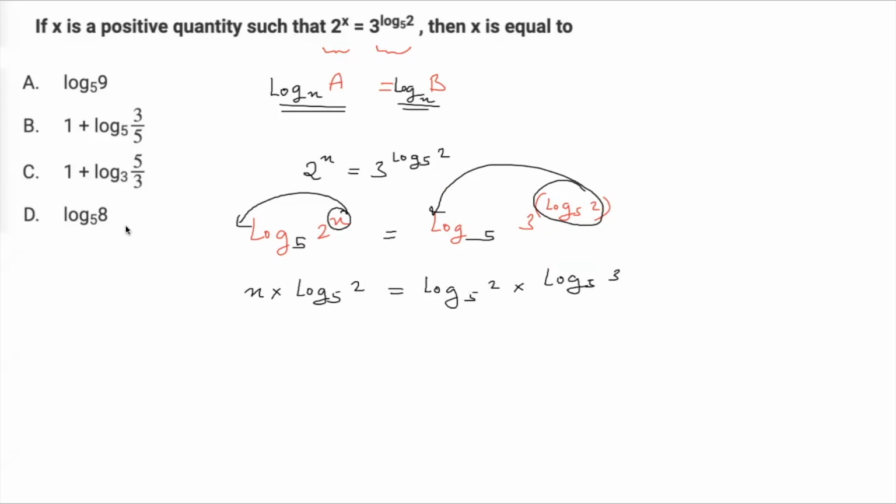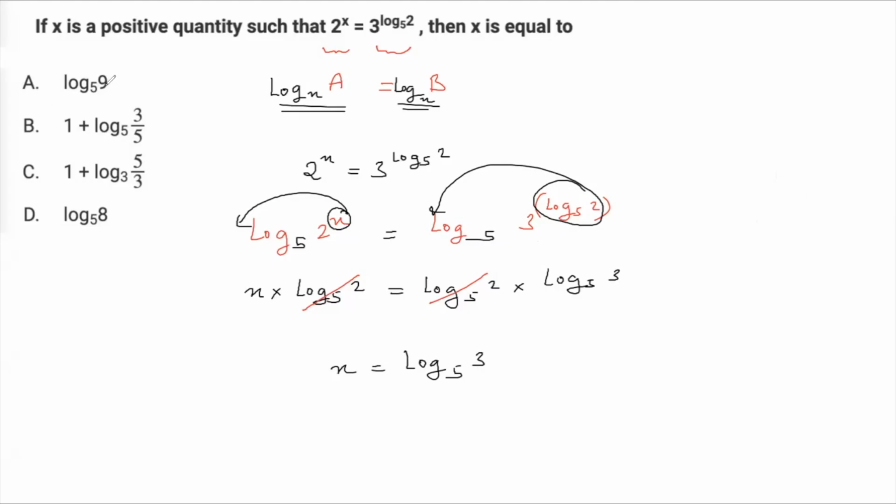And now when you see it, log of 2 to the base 5 will get cancelled out from both sides. I directly get the answer, x will be equal to log 3 to the base 5. Now we can observe that none of the options directly matches with this. But if you want, now you can eliminate the options.